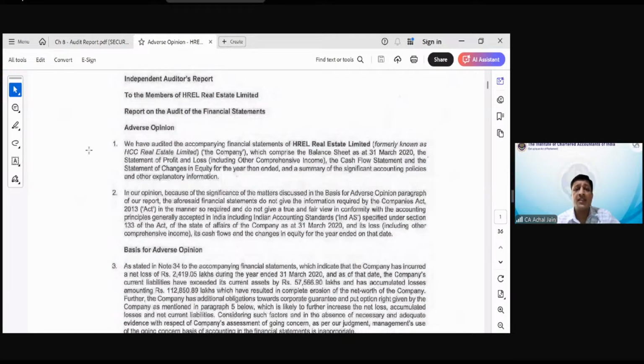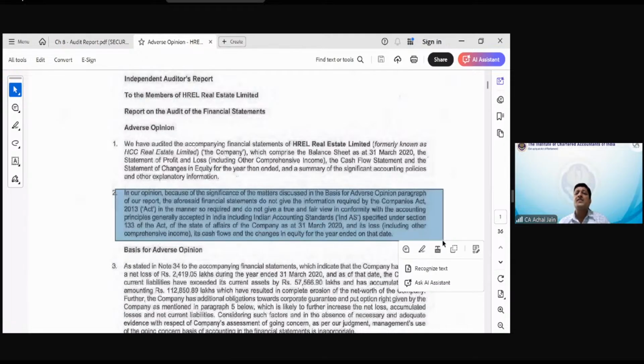Now, let's look at this second para. Now the auditor says, in our opinion, because of the significance of matters discussed in basis for adverse opinion para, financial statements do not give true and fair view. Can you see the change in language?